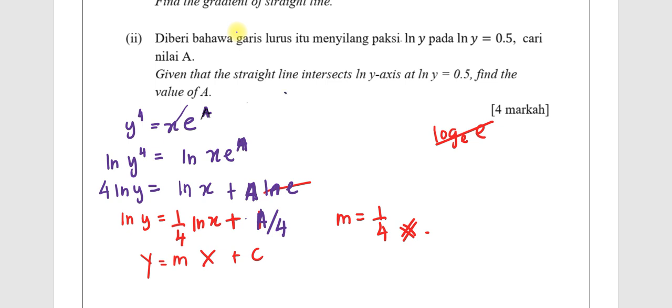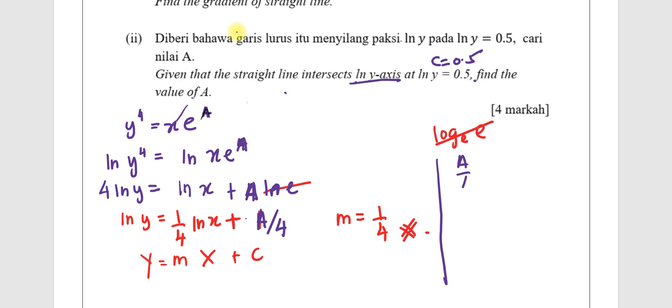Given that the straight line intersects the ln y axis at ln y equal to 0.5. Maksudnya dia bagi y intercept lah. Okay, dia cakap C tu sebab dia intersect at y axis, maksudnya y intercept lah. Find the value of A.